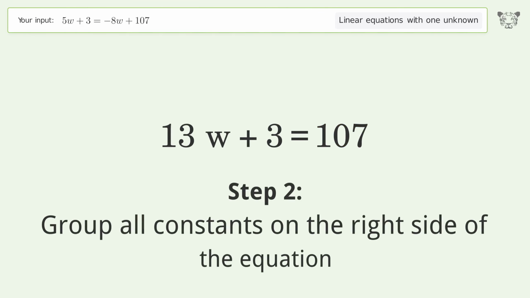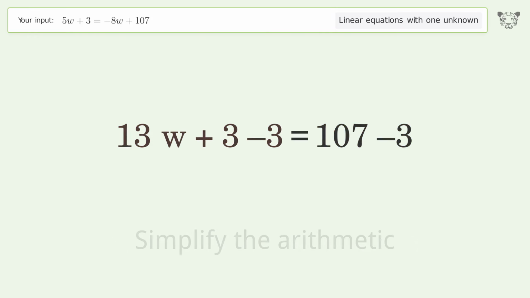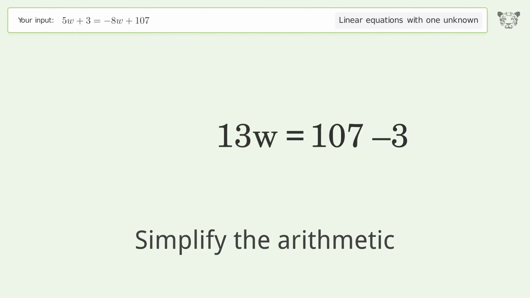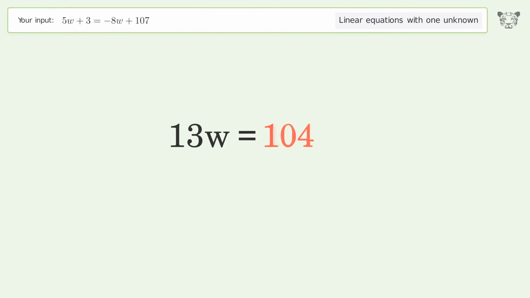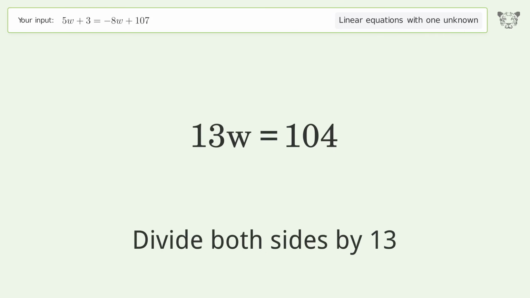Group all constants on the right side of the equation. Subtract 3 from both sides. Simplify the arithmetic. Isolate the w. Divide both sides by 13.